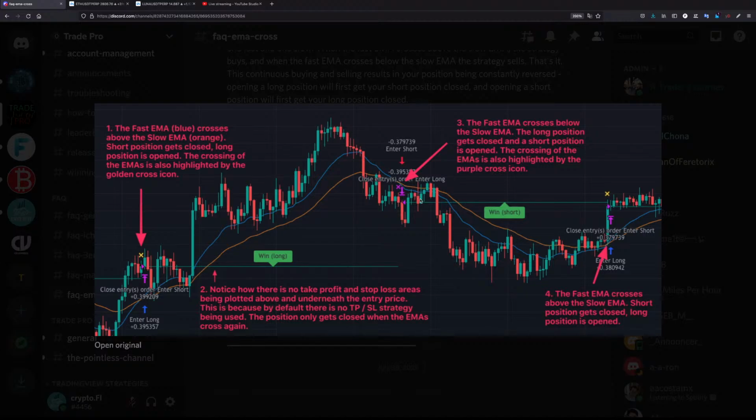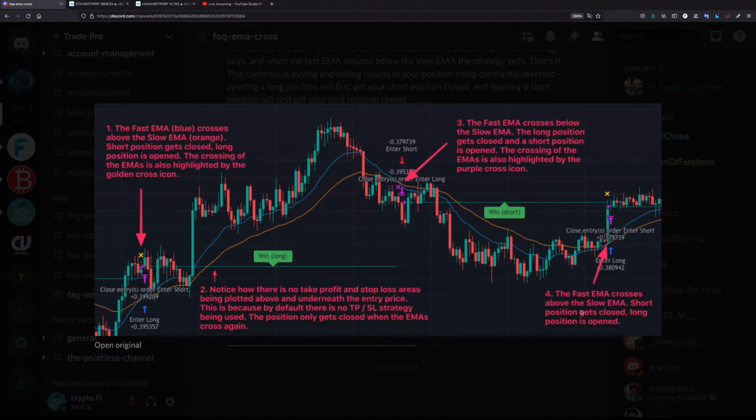Let's see here, 3, the fast EMA crosses below the slow EMA. Yeah, the long position gets closed and the short position is opened. The crossing of the EMA is also highlighted by the purple cross icon. I need to understand this from a bot perspective. How does this work? Because you need to trigger twice the same alert. Yeah, let's see.